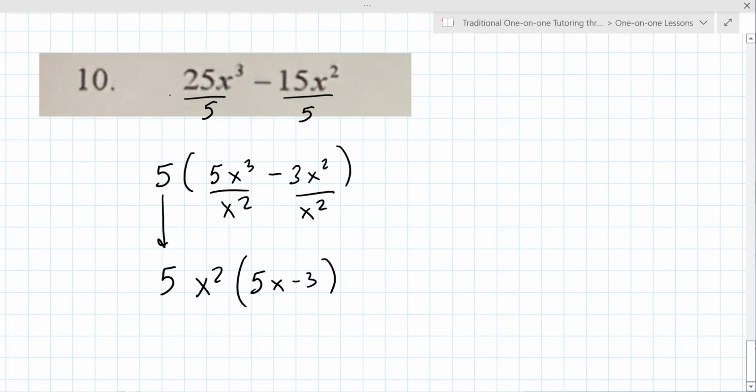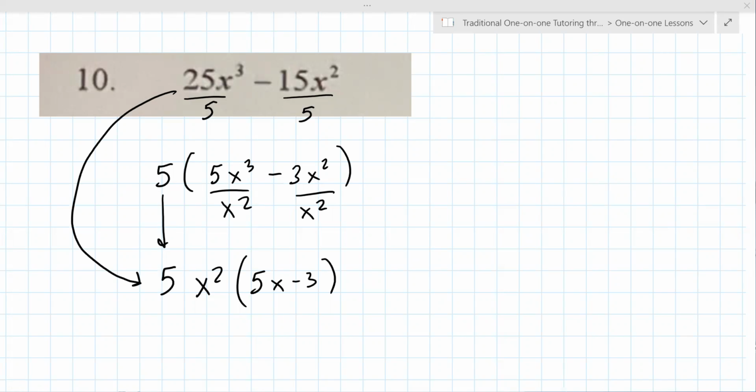Now it's better to go to the full GCF. But if you miss one and you notice that it's still there, you can keep going and get it. Is that okay? Yeah.